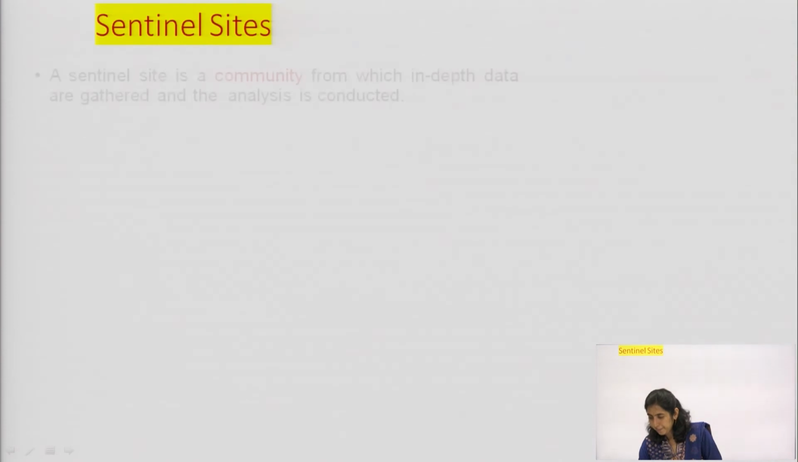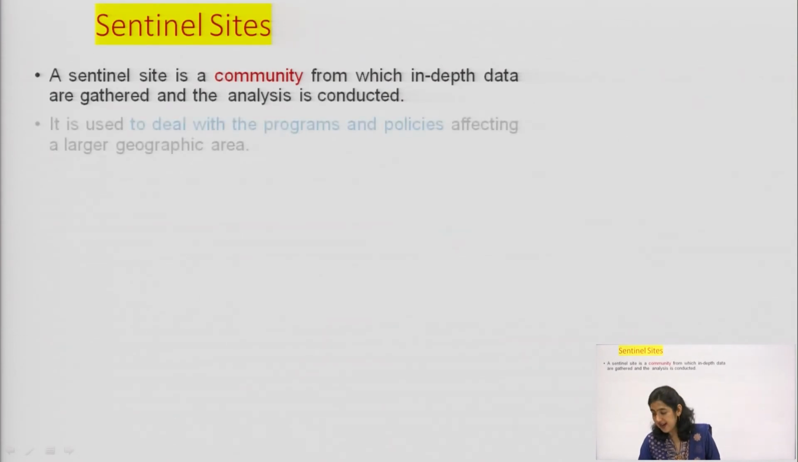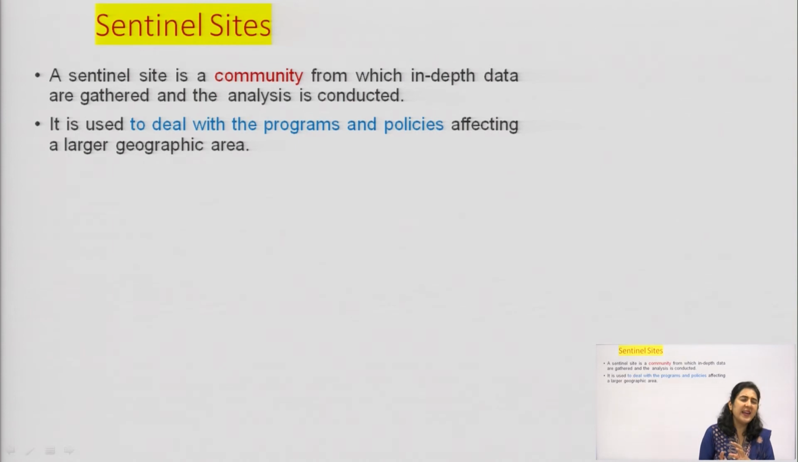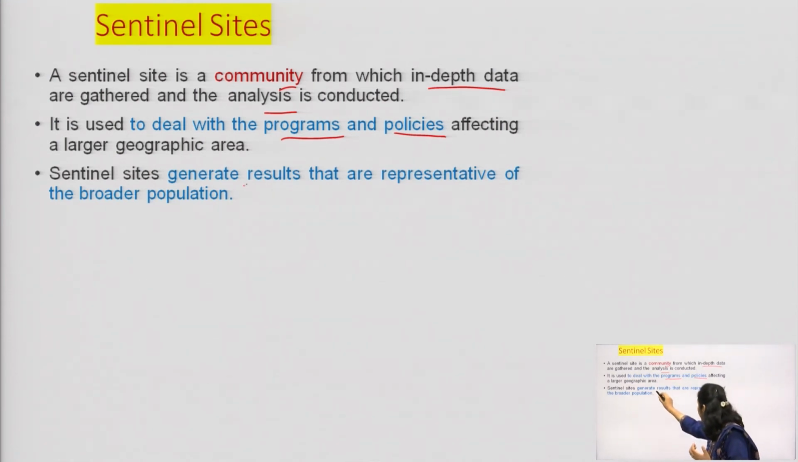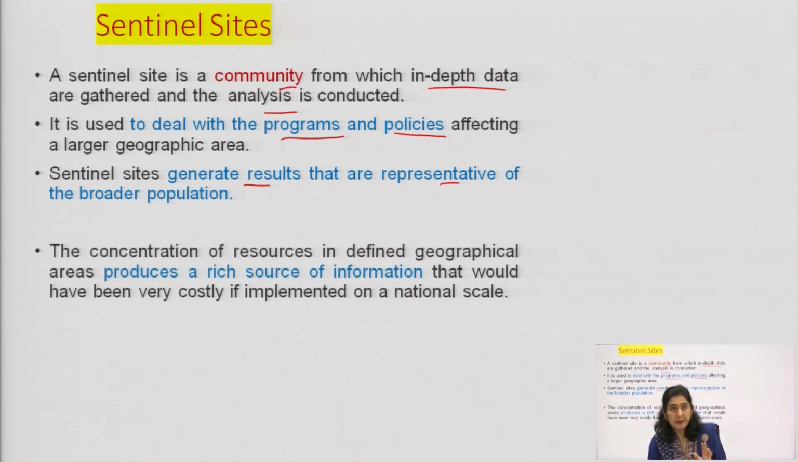Okay. Next type of active surveillance is Sentinel Site. Now, what is Sentinel Site? Sentinel Site एक site है, जो एक community है, जहाँ से हम काफ़ी ज़्यादा data collect कर सकते हैं, from which in-depth data can be gathered and analysis can be conducted. It is used to deal with the programs and policies affecting a large geographical area. Sentinel Site generates results that are representative of the broader population. यानी कि ऐसे results हैं जिसको हम कह सकते हैं कि सारी population में ये problem आती होगी. It can be interpreted for the broader population.